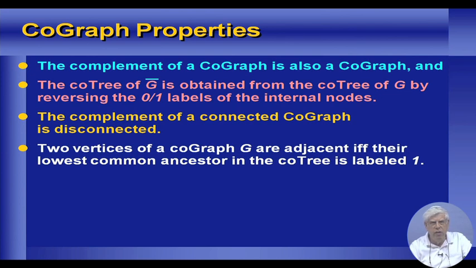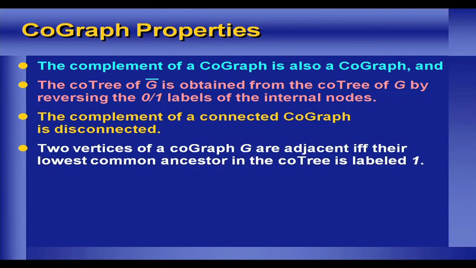That's a property. And 2 vertices of a CoGraph are adjacent if and only if their lowest common ancestor in the CoTree is labeled 1. This is a very easy way to take the CoTree and decide connectivity between a pair of vertices or not. You just take them, go up your tree until you find the common parent, and at that common parent, you know whether they're connected or disconnected, depending on its label. 0, not connected, 1, connected.